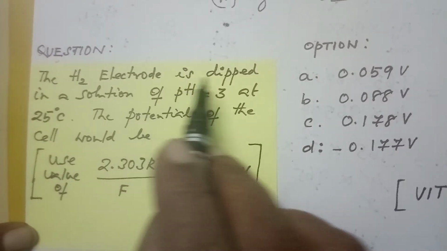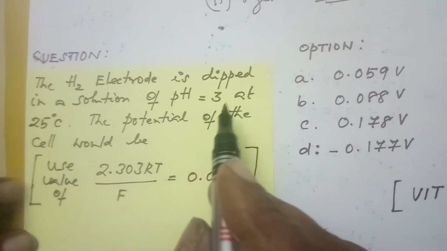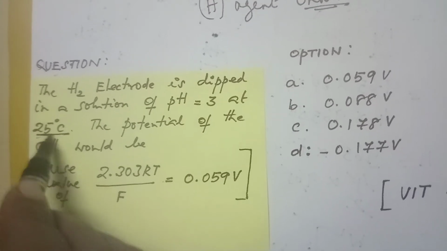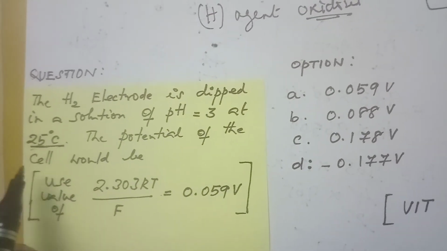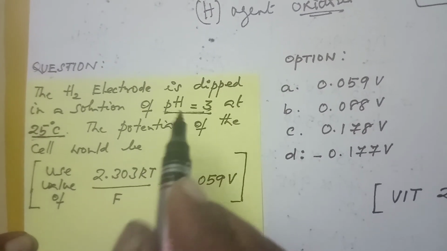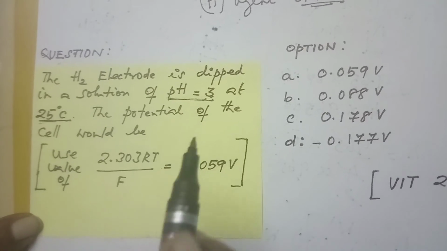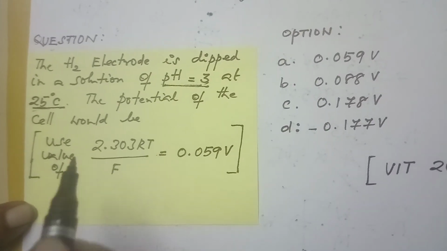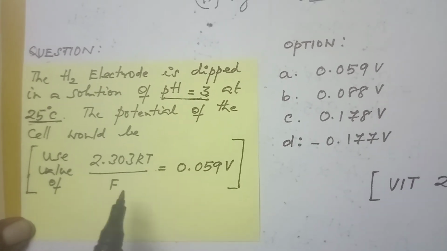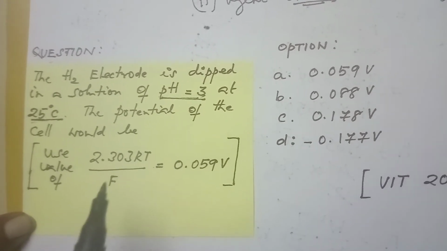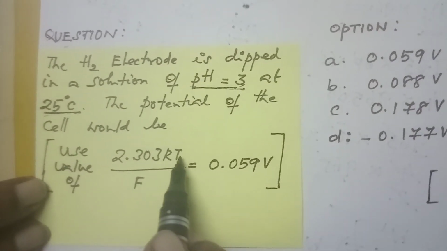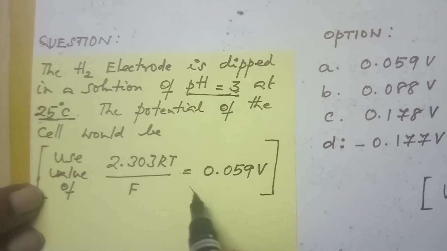The hydrogen electrode is dipped in a solution of pH equal to 3 at 25 degrees centigrade. This point is important. At 25 we can use the standard Nernst formula. Next is the hydrogen ion concentration, which we can calculate from pH equal to 3. They are asking for the potential of the cell, E of the cell, and here the given data is 2.303 RT by F equal to 0.059, since the temperature is 25.